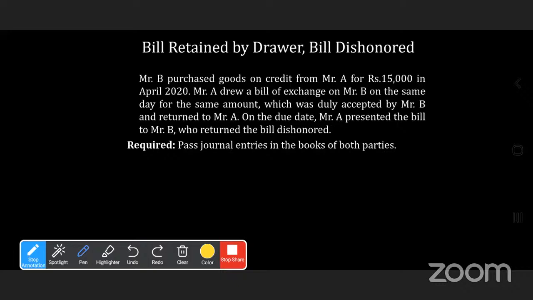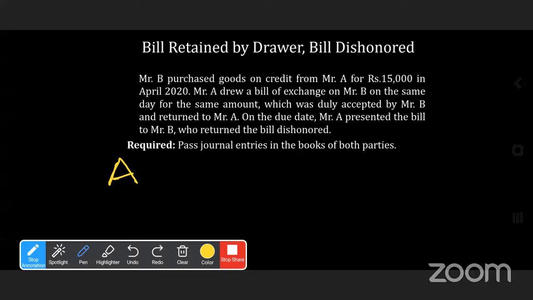What would be the general journal entry? B account debited to sales account. You are writing the journal entries in the books of A, so A is the drawer. When A is the drawer, you have to write B account debit to sales account, being goods sold on credit. Okay, right.